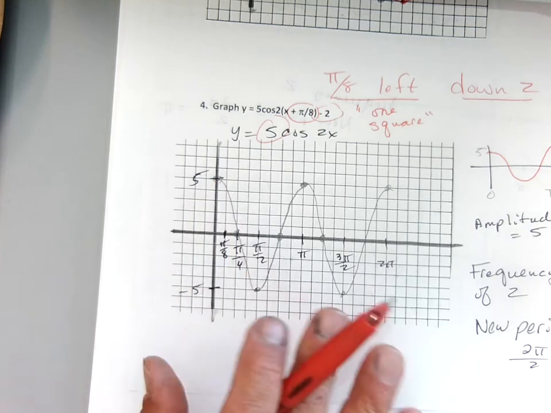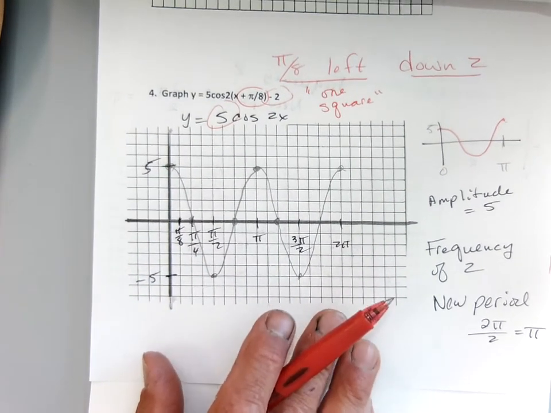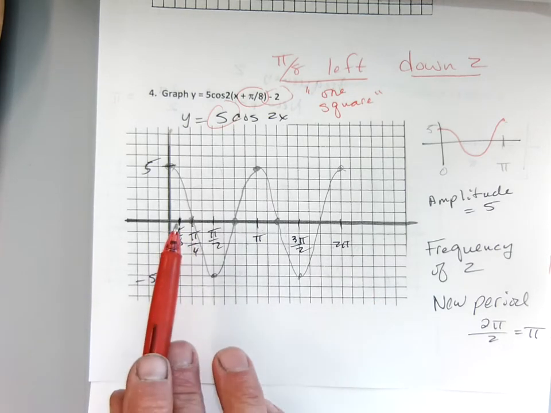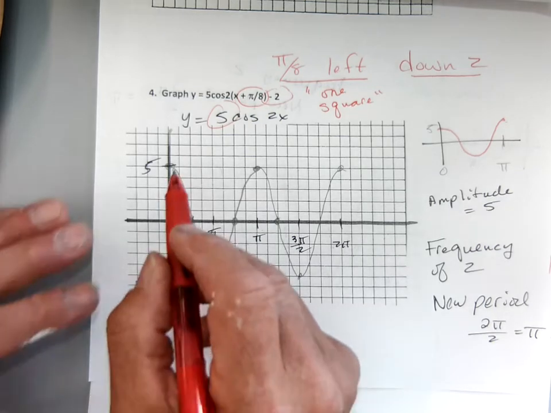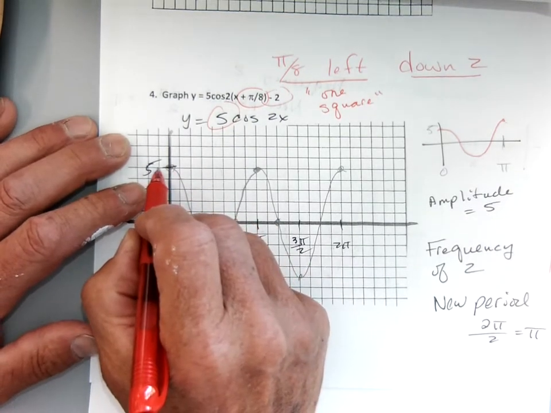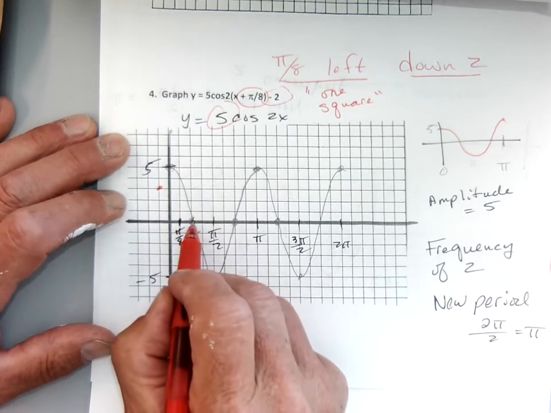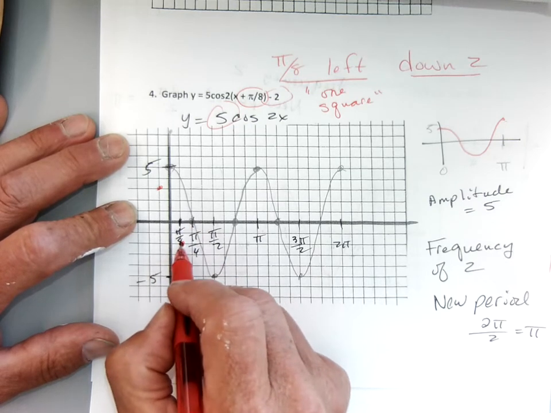So this maximum here, am I going too fast? Give you a second to get caught up. So pi eighths is 1 square, right? According to my scaling. Okay, so watch. I'm going to go back pi eighths, down 2. This point moved to here. This x-intercept, back pi eighths, down 2. This point moved to here.